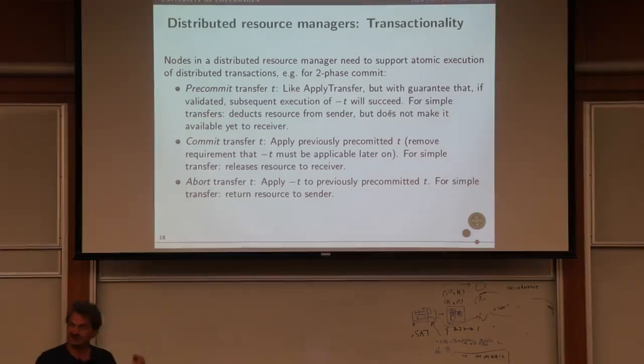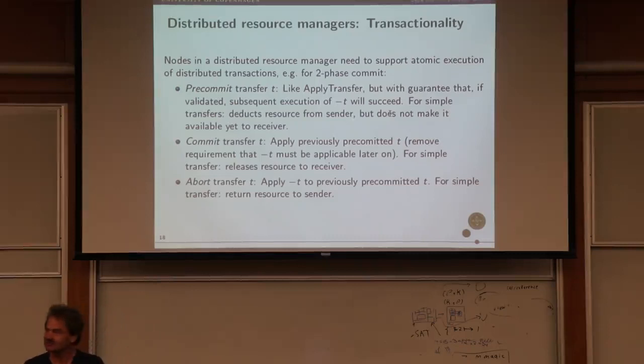So for now, it looks like we need a little bit more of an API for such a resource manager to be able to enter into distributed transactions, namely a pre-commit transfer. So it's like the apply transfer. You're getting a transfer, and I want to apply it. And it does the same thing, but it guarantees that if validated, so it will start by validating it, and if it's not valid, then I'll reject. The pre-commit can fail, even the pre-commit can fail, as is usually the case.